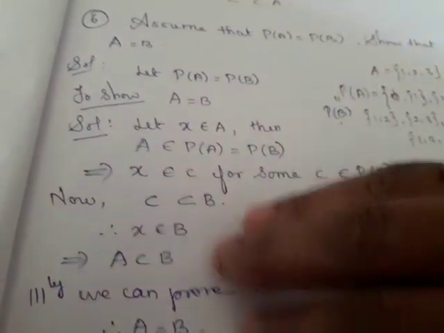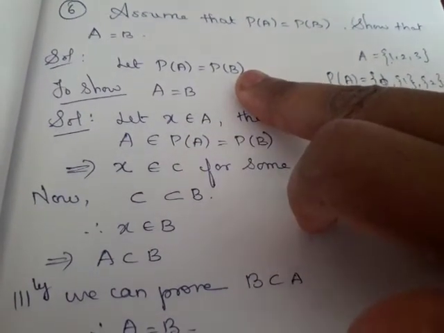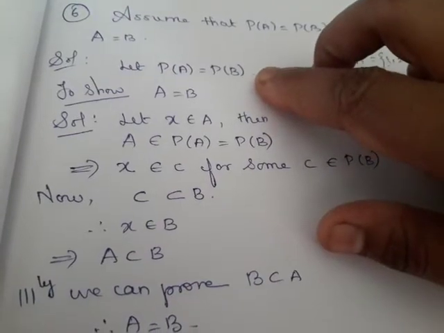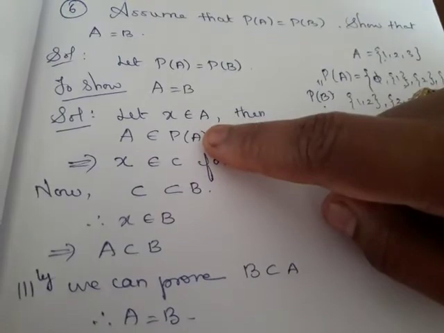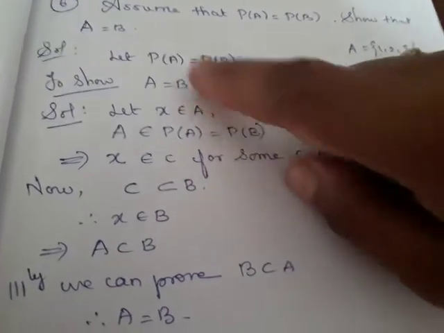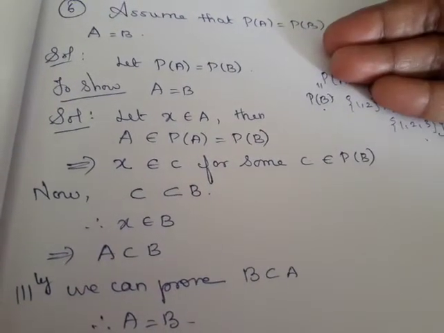So I'll brief it again. We started with an element in A, given that the power sets of two sets are equal, and we need to prove that the two sets are equal, right? So we started with an element in one set, then we know that every set is a subset of itself and every set is an element of its power set.